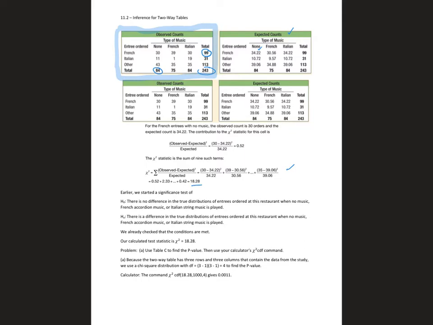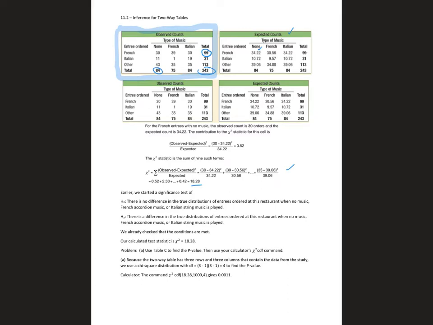Earlier we stated a significance test. The null is that there is no difference in the true distributions of entrees ordered at this restaurant when no music, French accordion music, or Italian string music is played. The alternative is that there is a difference in the true distributions of entrees ordered at this restaurant when no music, French accordion music, or Italian string music is played. Our calculated test statistic is 18.28. We could use our calculator to calculate this, but again, I need to find the degrees of freedom.